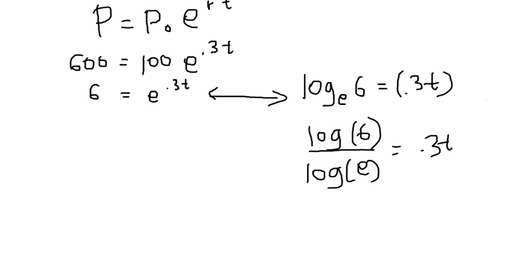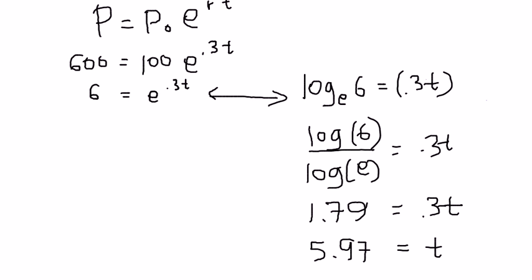So on the left-hand side, if you plug that into a calculator, you'll get 1.79, which equals 0.3t. And we want to solve for t, so since the right side is being multiplied by 0.3, we're going to divide by 0.3. So we get t is approximately 5.97.